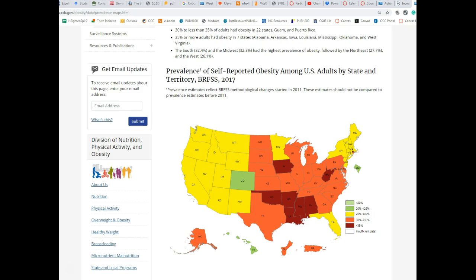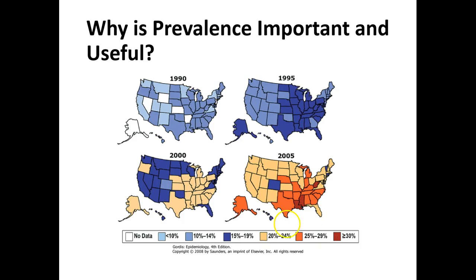So here's the current map. Told you it doesn't get better. There is no green, this color. Colorado is now at the 20 to 25%, but you can see a large part is greater than 35%. Previously, the dark red was greater than 30, if you look at this. So as you look over time at the prevalence rates of obesity, you can see that Americans are getting fatter.